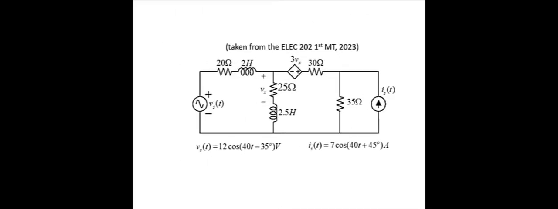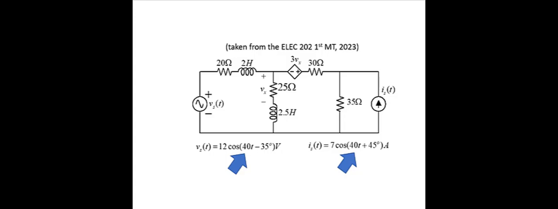In this second course, ELEC 202, we begin with the solution of circuits in AC steady states using phasors. In this circuit, switches have not been operated in a long time, so it's in steady state. The sources are sinusoidal, both of them, and they are of the same frequency, 40 radians per second. So the circuit is in AC steady state, and we can use phasor analysis.